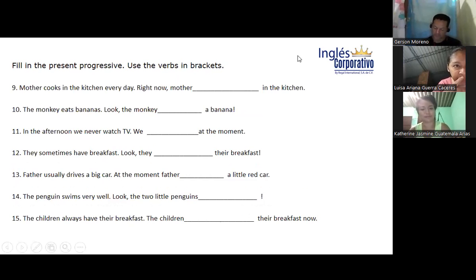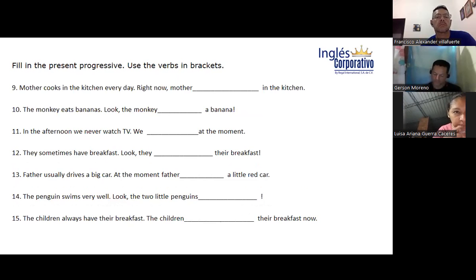Fill in the present progressive and use the verb in brackets. Mother cooks in the kitchen every day. Right now, mother is cooking in the kitchen. So you have to complete it too. Okay, take 5 minutes, or less than that, to complete it, and then we will socialize it together. Okay, work on that.